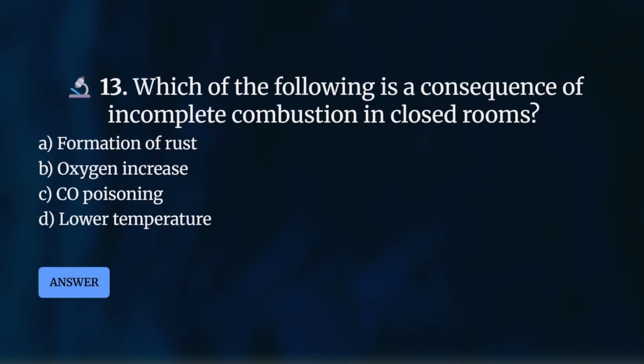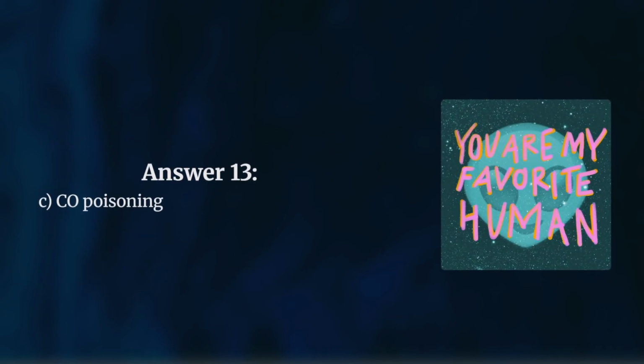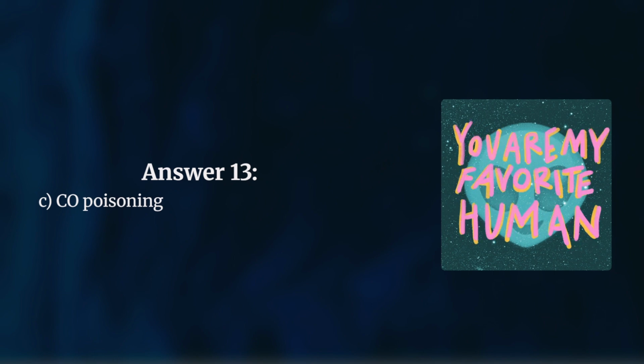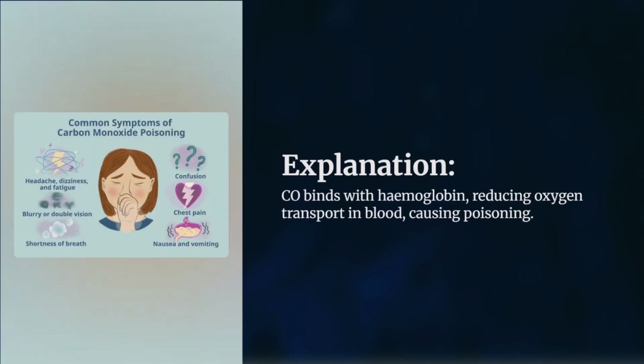Question number 13. Which of the following is a consequence of incomplete combustion in closed rooms? Options are A. Formation of rust, option B. Oxygen increase, option C. Carbon monoxide poisoning, or option D. Lower temperature? And the correct answer to the question is option C, that is carbon monoxide poisoning. Carbon monoxide binds with hemoglobin, reducing oxygen transport in the blood, causing poisoning.